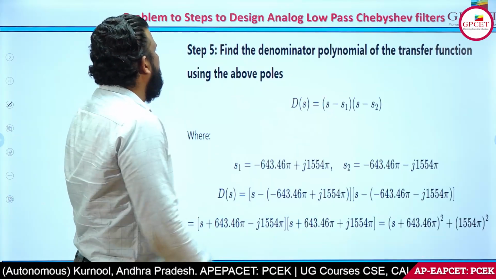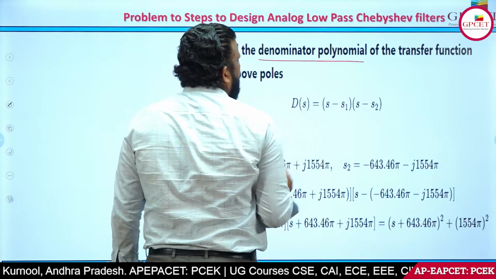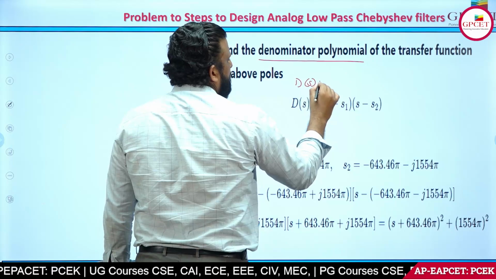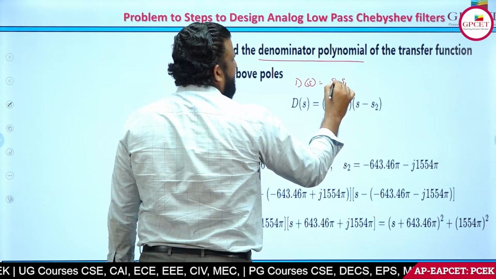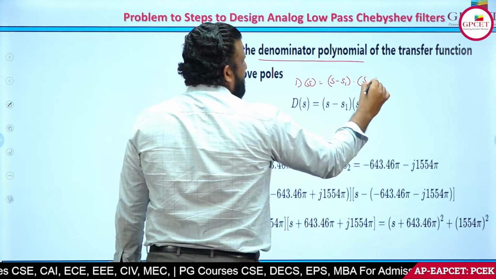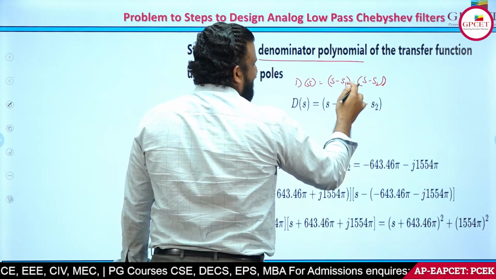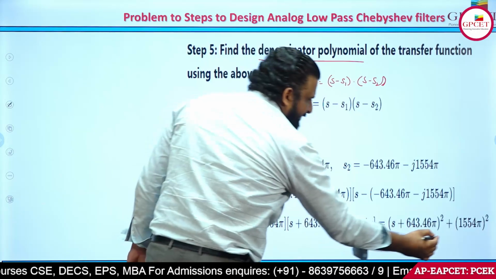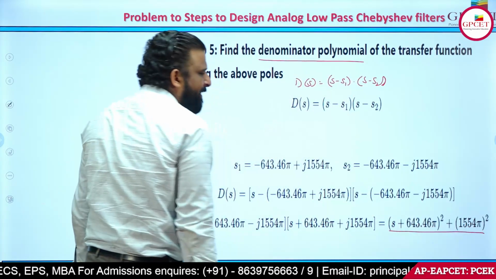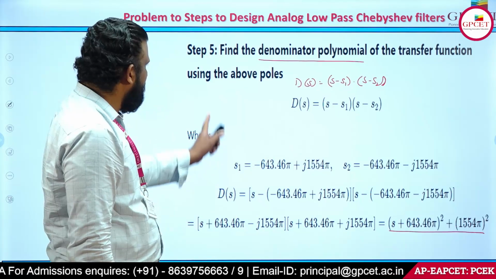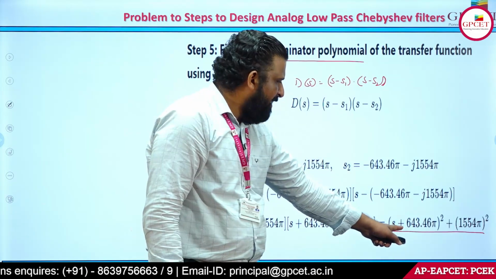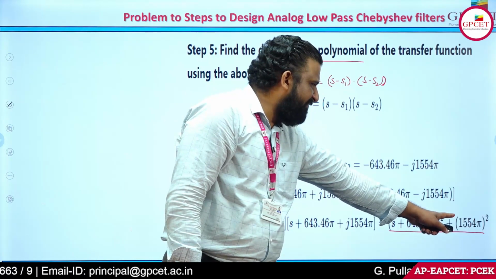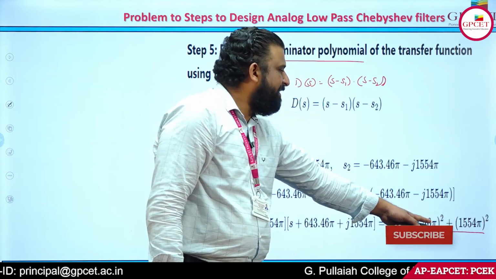Now in the fifth step, we need to find out the denominator polynomial. So how many poles did we get? 2 poles. For that, we can write D of s is equal to (s minus s1) into (s minus s2). Substituting this s1 and s2, which were formed in the fourth step, and multiplying, this is the final equation I got, the denominator polynomial: D of s is equal to (s plus 643.46 pi) whole square plus (1554 pi) whole square.